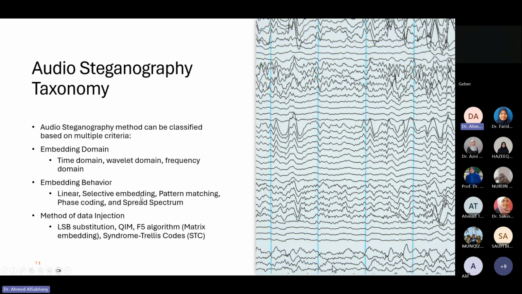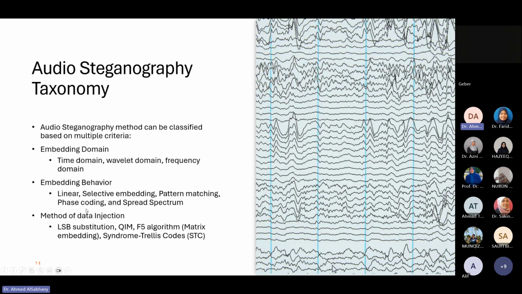In the selective embedding, the method selects the embedding locations based on a special criteria. Could be the amplitude, could be the phase of the signal, could be a special condition, a threshold that is used to select the embedding locations. The pattern matching is a method that uses an algorithm to match parts of the message to other parts of the cover signal, so that it can lower the amount of error.